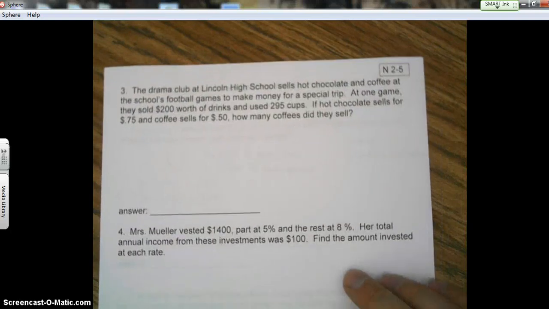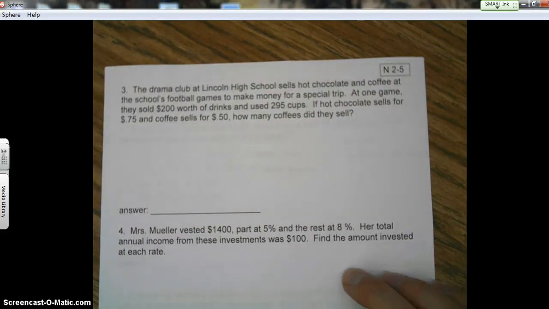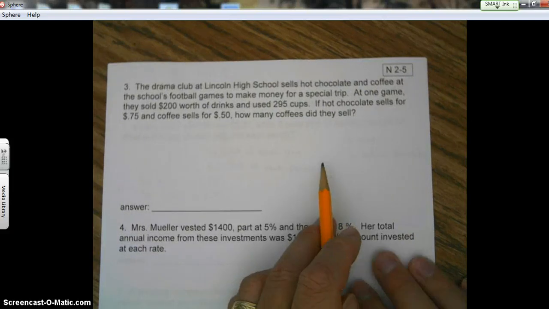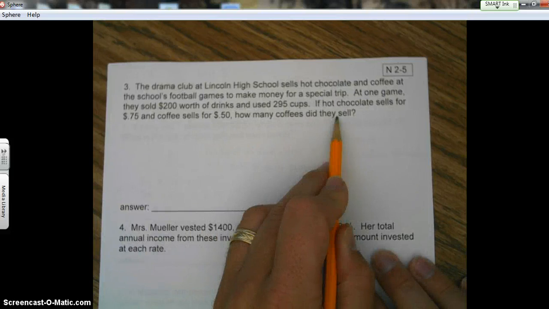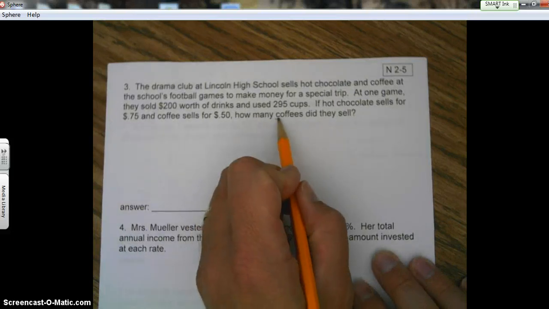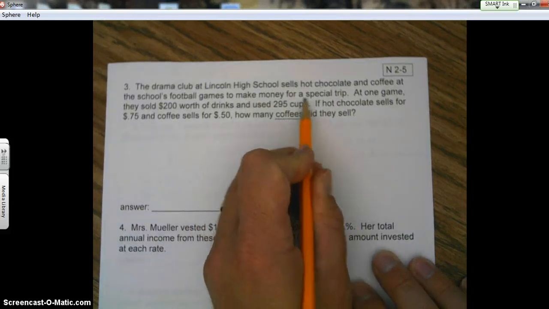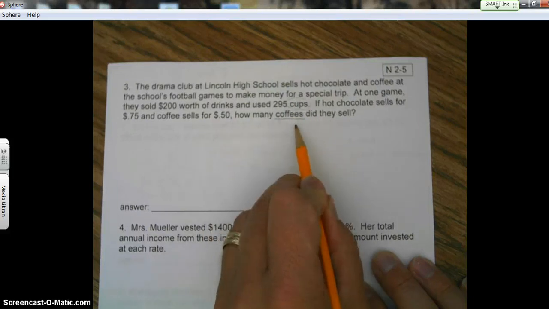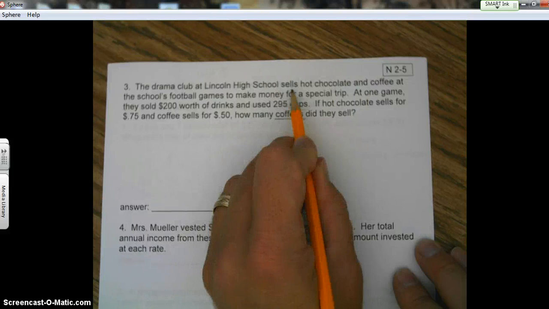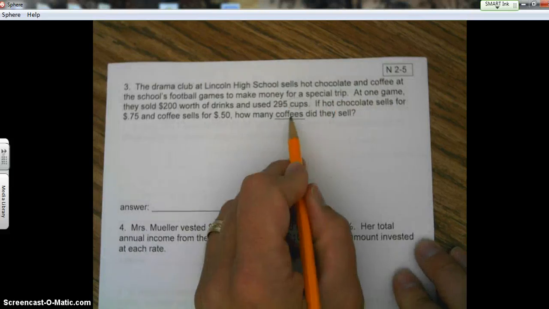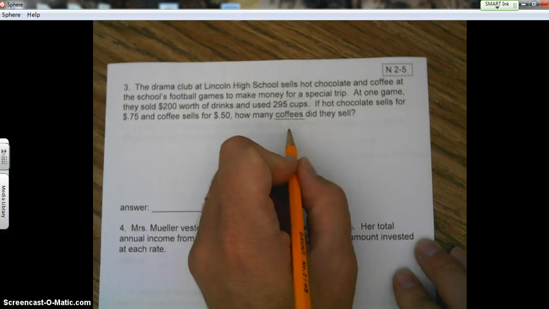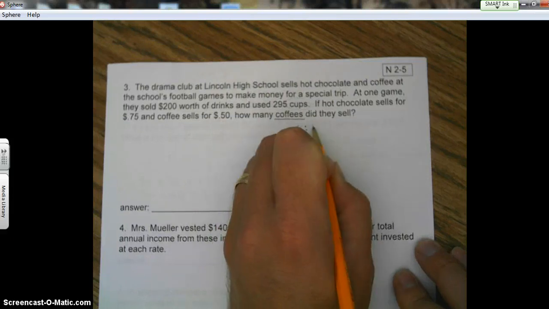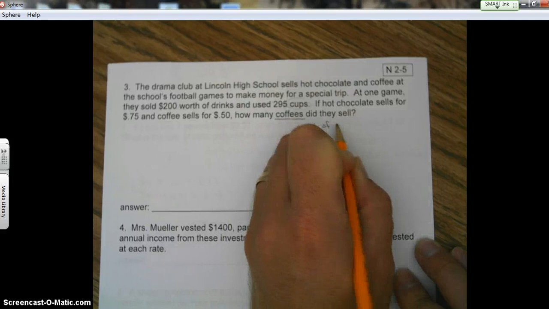Go ahead and pause the video and read the problem. All right, welcome back. It says, how many coffees did they sell? So we're looking for the number of coffee cups. Notice it's in cups. So how many cups of coffee? Well, they must have been selling something else too. It says hot chocolate and coffee. So we're going to need a variable for the number of coffee cups. Let's go ahead and use C for the number of coffee cups.